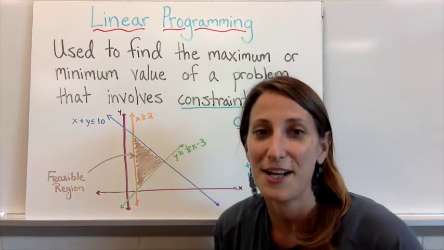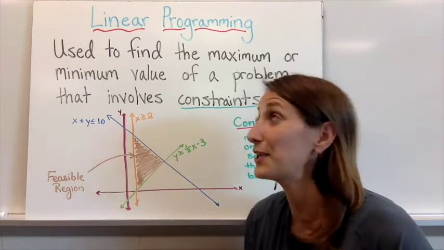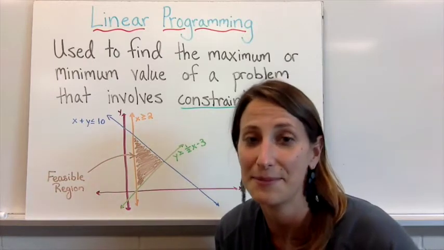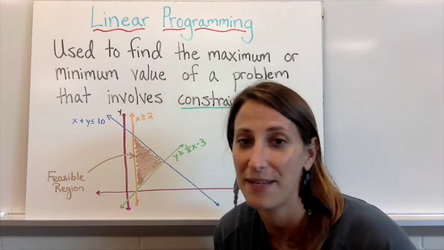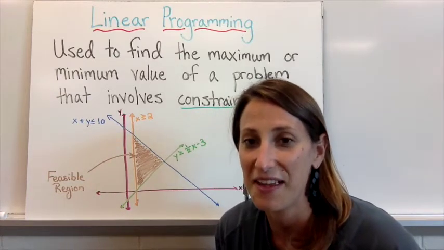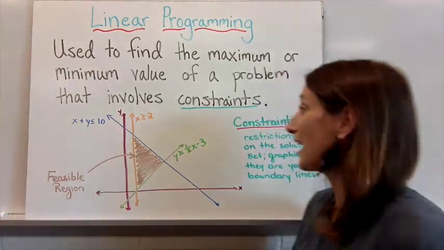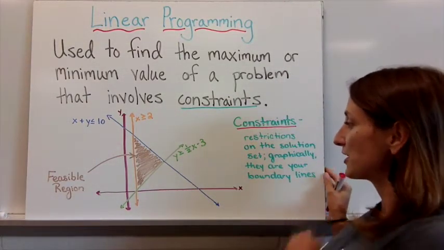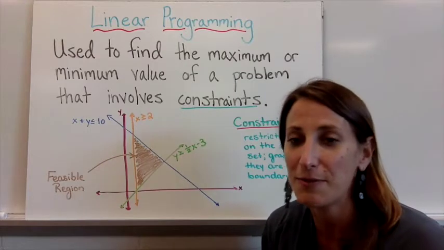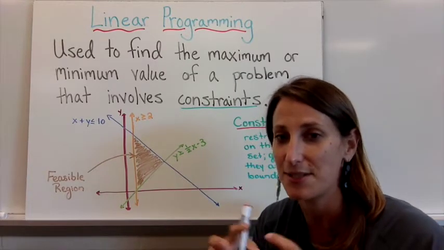Hey guys, today we're going to talk about linear programming. So linear programming is used to find the maximum or minimum value of a problem that involves constraints. Well, that's great, but what's a constraint? A constraint, those are restrictions on the solution set. So it could just be something that's confining us to a certain region.